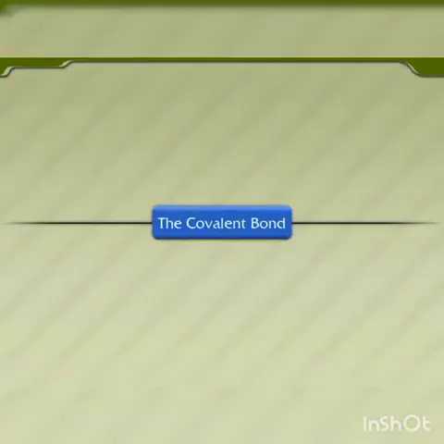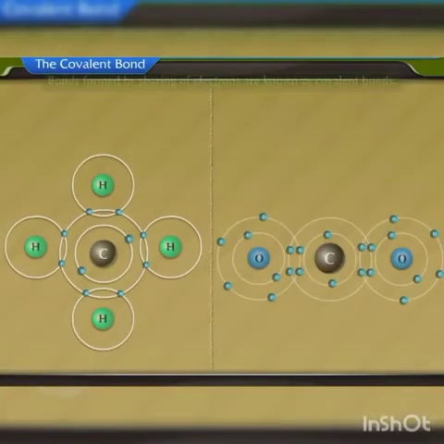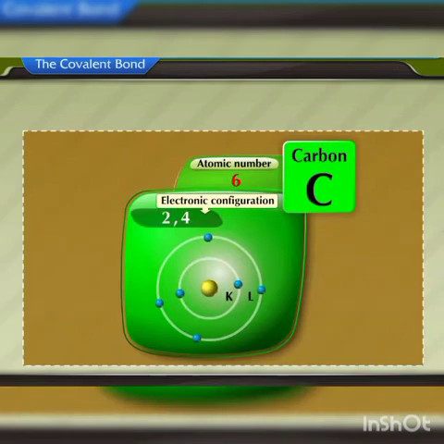The covalent bond. Bonds formed by sharing of electrons are known as covalent bonds. The atomic number of carbon is 6, and its electronic configuration is 2, 4. A carbon atom has 2 electrons in the first orbit and 4 electrons in the outermost orbit.